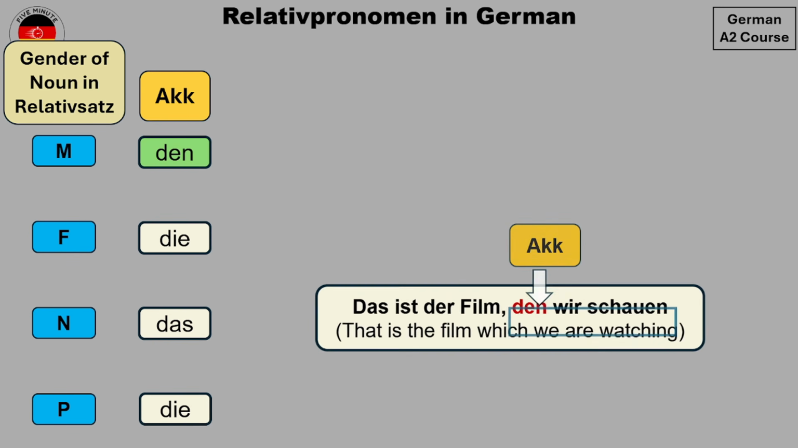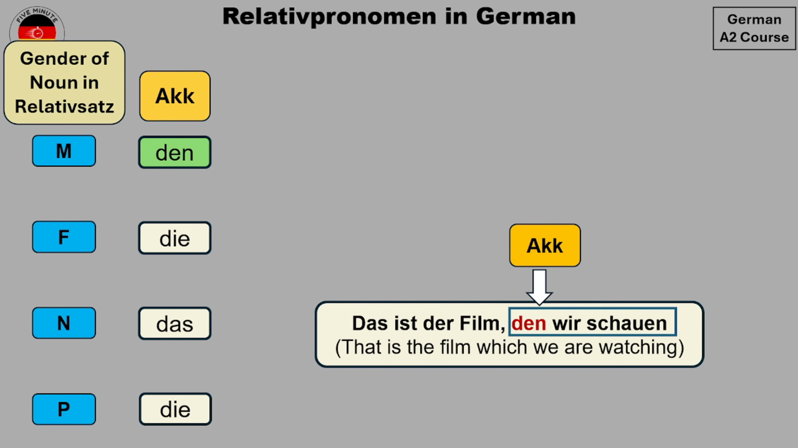Now one important point over here is that when you take a look at this example, you see that in the Relativsatz we have used the Akkusativ because film is the object. However, if you take a look at the Hauptsatz, you will see that in the Hauptsatz we have used the Nominativ case, which is der Film.